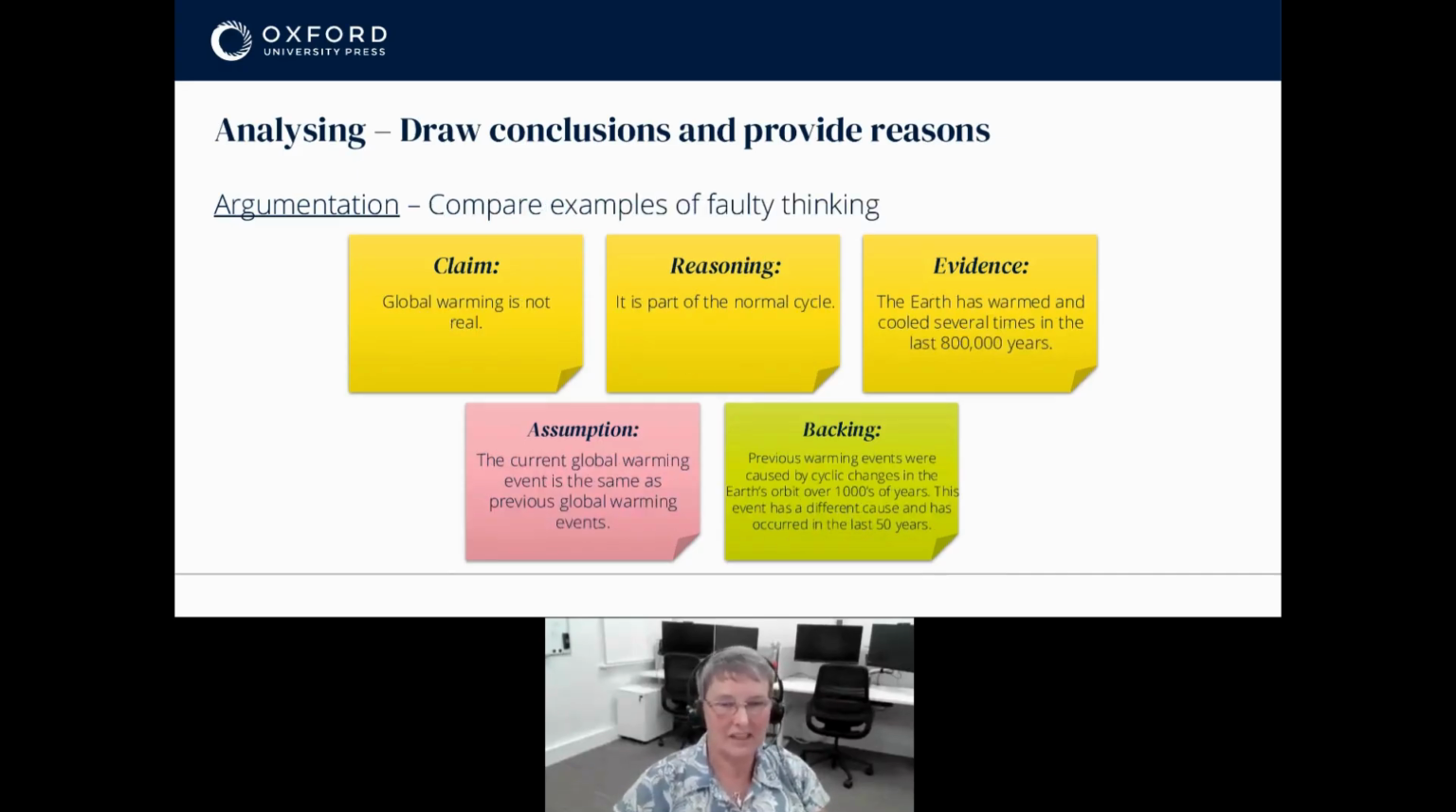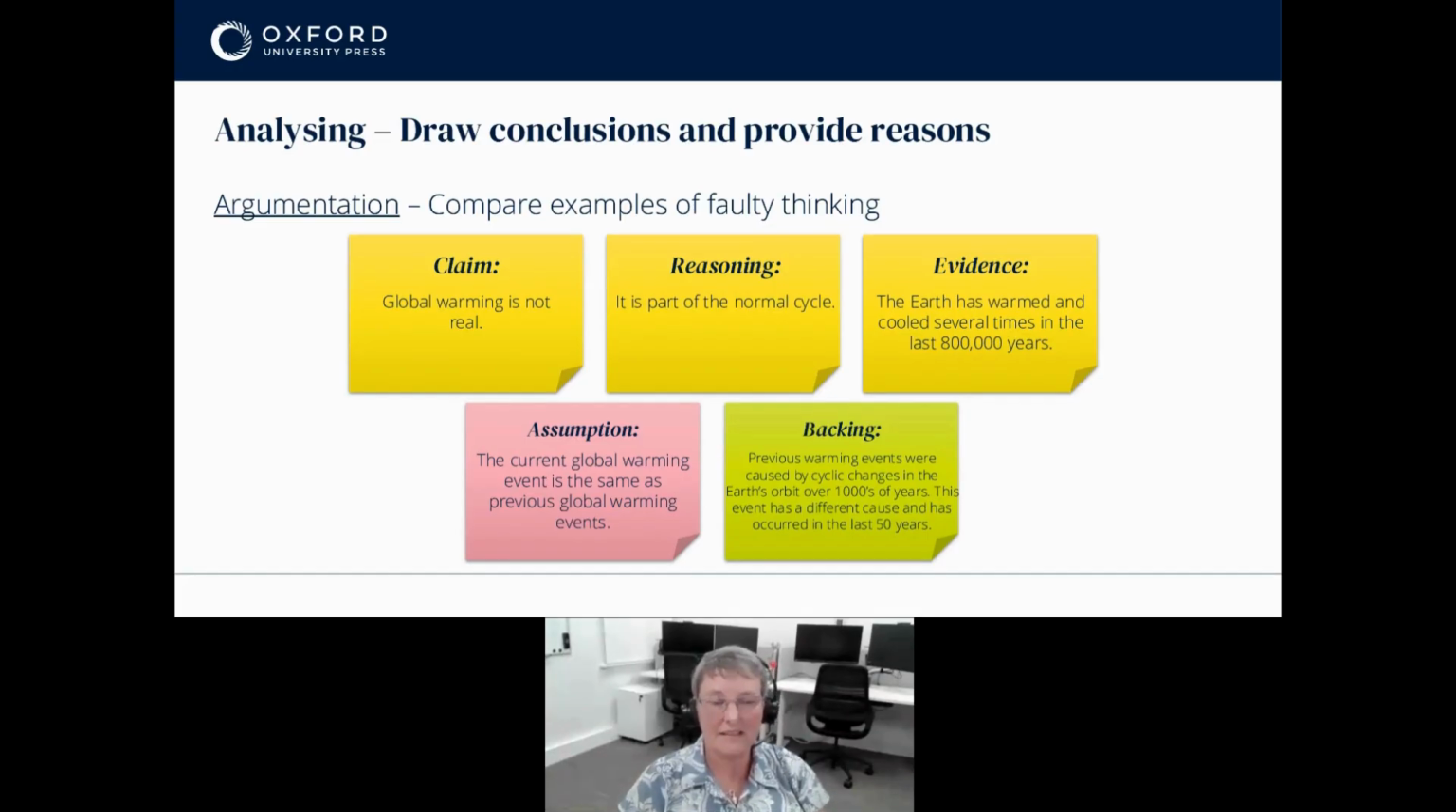Oh, and actually, this is the other thing. It's very useful in critical thinking to compare examples of faulty thinking, so to get students to identify why it's faulty thinking. So global warming is not real, and that's because the Earth has warmed and cooled several times over the last 800,000 years. That's actually correct. Their reasoning is that the current global warming is part of the normal cycle.